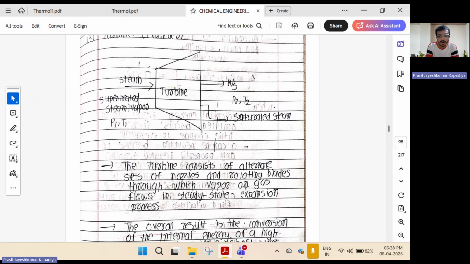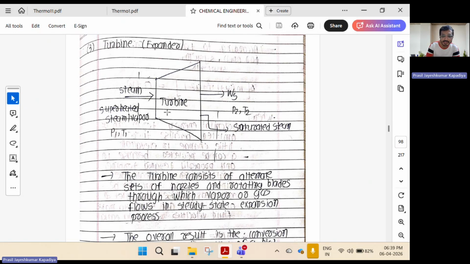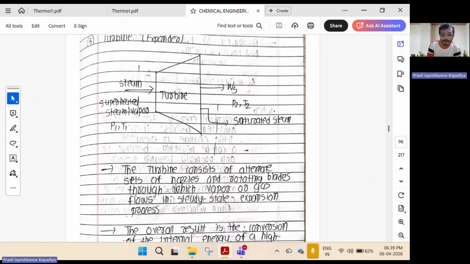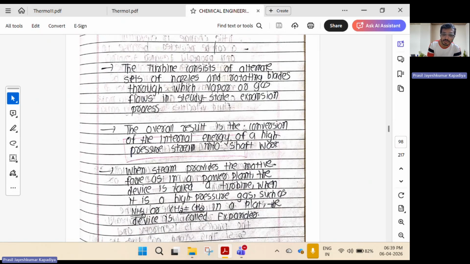Turbine consists of alternate sets of nozzles and rotating blades through which vapor or gas flows in steady state expansion process. Okay, so it has some blades and nozzles, and when we pass the gas through, it flows and it expands. That's why it is called expander. The overall result is the conversion of the internal energy of a high pressure stream into shaft work, correct? This is the use of turbine.